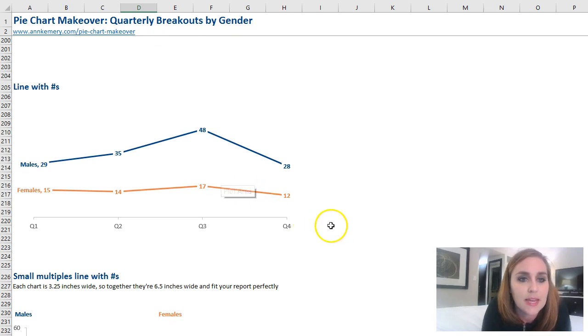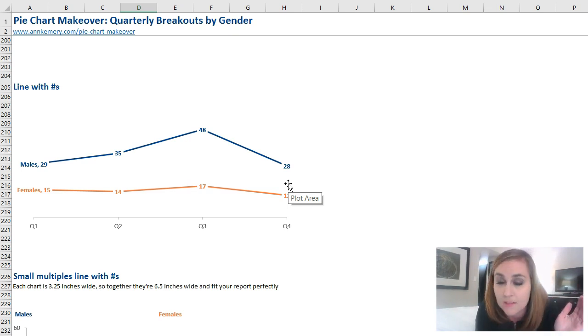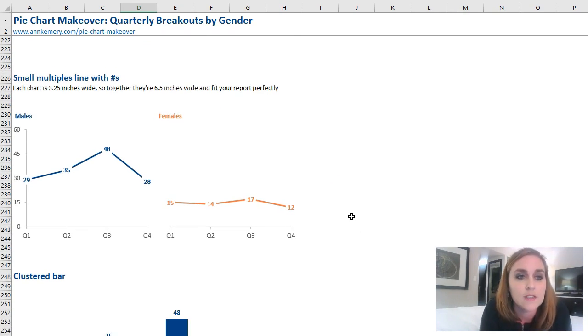You could display a line chart with numbers. I added the inline labels here. That's Edward Tufte's graph table, which adds a ton of information into a small amount of space without it looking too overwhelming because the labels aren't on top of the line. They're not below the line. They're right through the line. Nice and crisp and clear and sleek. You could create small multiples line graphs, one for males, one for females, break them out separately.